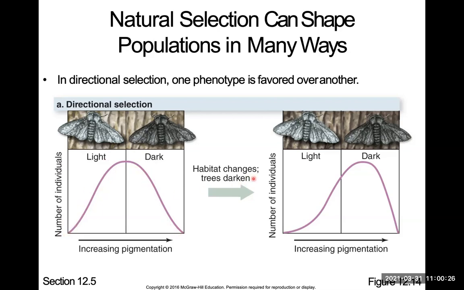And then the habitat changed. So let's say the Industrial Revolution happened, the habitat changed, and now the trees turn more dark colored. Over time, this is going to shift towards dark because these ones are easily detectable. They get eaten more often, they reproduce less, and then the allele frequency for this increases. So the population is going to shift towards dark color because that's the phenotype that's favored over this one. So that's directional selection. Any questions on directional selection?